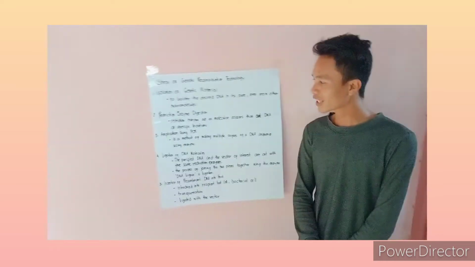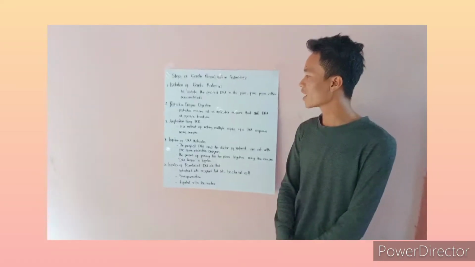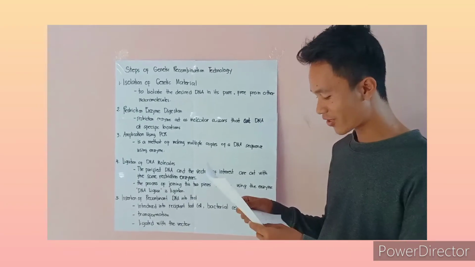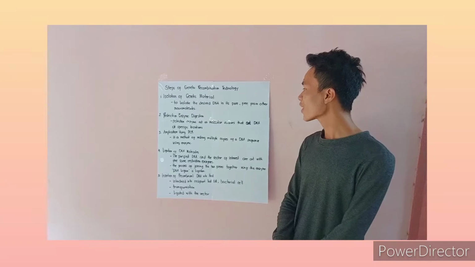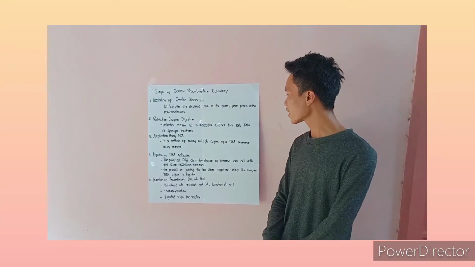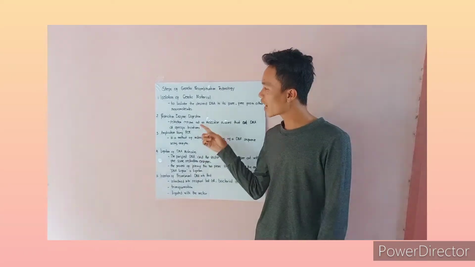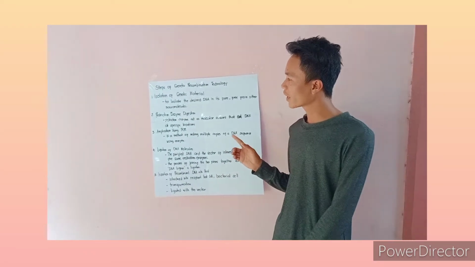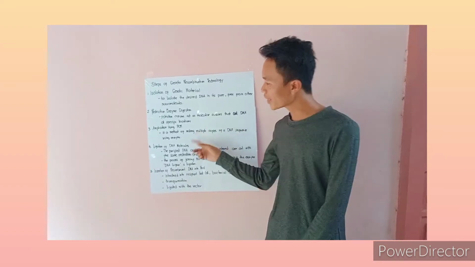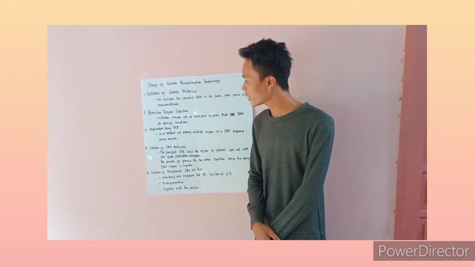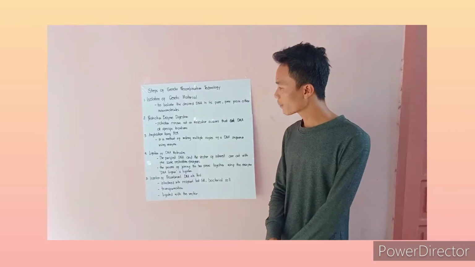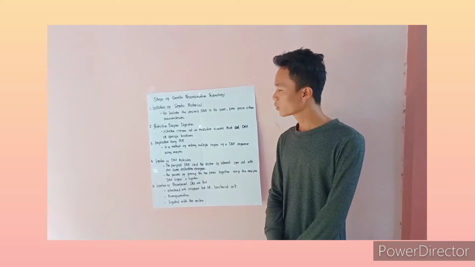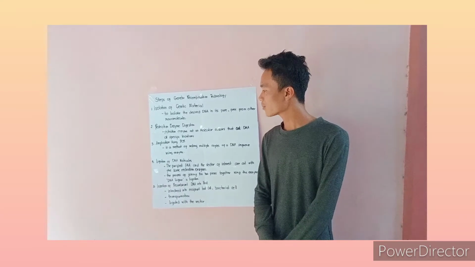Then next is the application using PCR. PCR means polymerase chain reaction. It is a method of making multiple copies of a DNA sequence using an enzyme. Since restriction enzyme digestion is the step where the purified DNA was incubated, in this step the pure DNA was copied and multiplied into thousands to millions of DNA molecules.